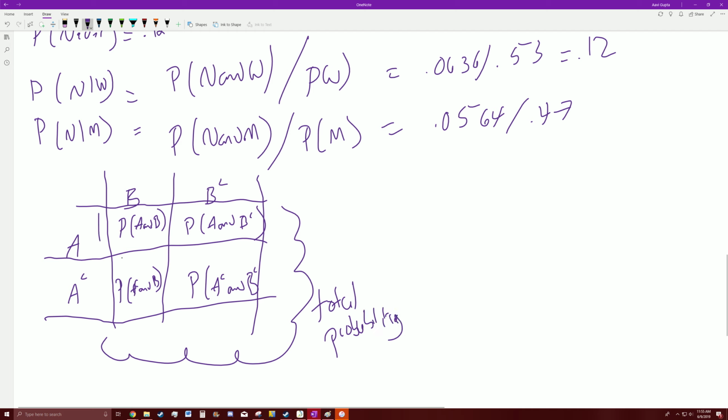So these are basically your conditional probability, and there's another term. Let me find it quickly. Conditional and there's another term. I'm trying to find it. Hold on.